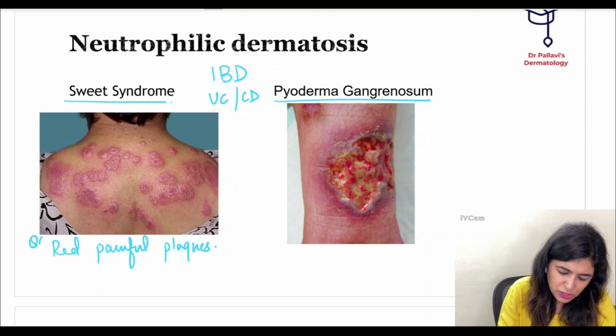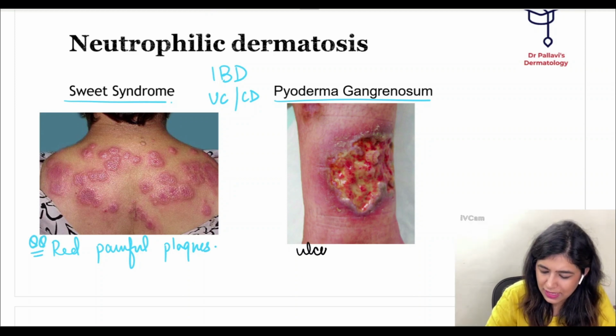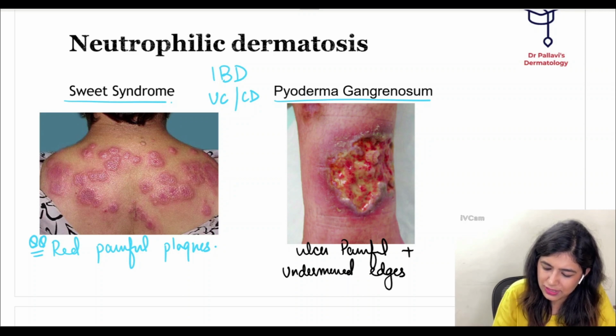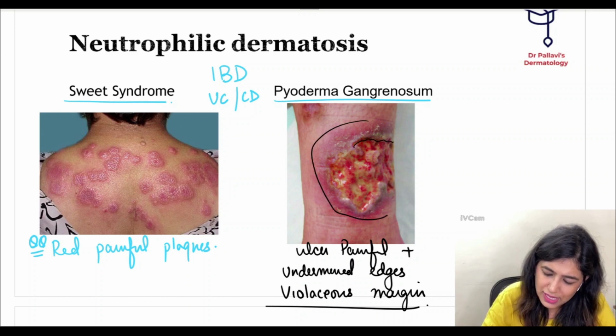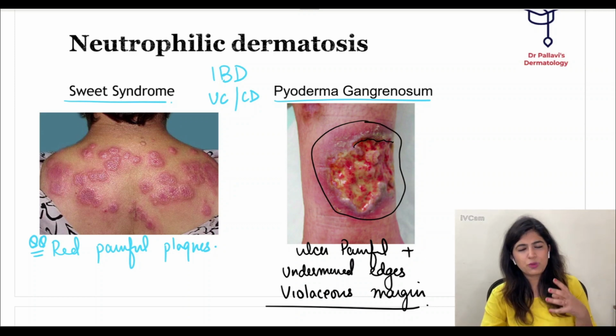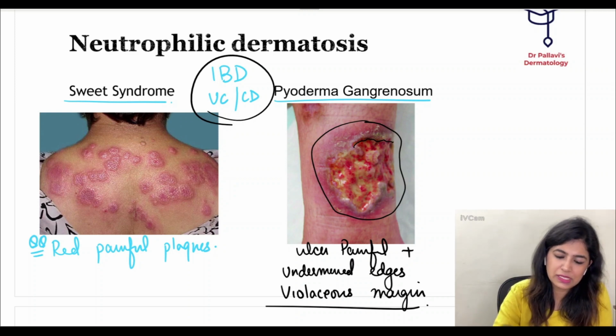So for Sweet syndrome, the question will say red, painful plaques. For pyoderma gangrenosum, it will say a painful ulcer with undermined edges and violaceous margins, which are also visible in the image that was given in the exam. So look at the edges here. These are undermined edges with a very nice violaceous hue, an exquisitely painful ulcer associated with inflammatory bowel disease.